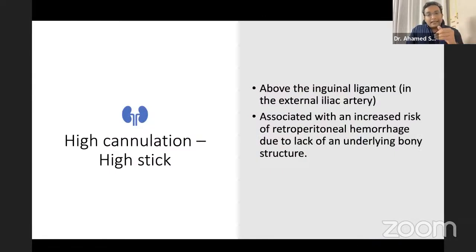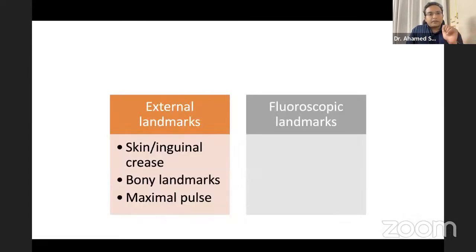High cannulation is basically above or at the level of the inguinal ligament, in the external iliac artery, or where the inferior epigastric artery could be wrongly injured, and it is associated with an increased risk of retroperitoneal hemorrhage due to lack of any underlying bony structure. Once it bleeds, it continues bleeding because there is no hemostatic mechanism or pressure which we can apply over this region.